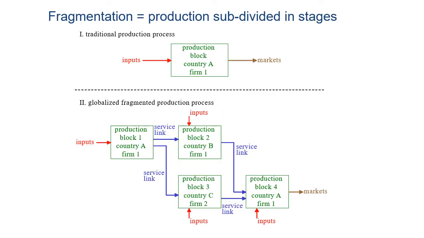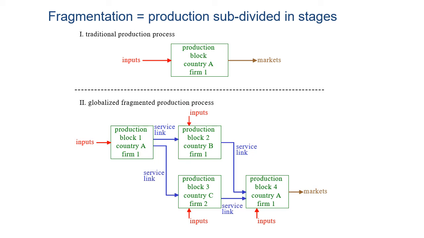So quickly to show what fragmentation is about, it's different from the traditional process where you have one firm in a country, it takes the inputs available to it in the country and then produces a final good that goes towards the market. In a globalized fragmentation production process, we have multiple firms from different countries involved in different production blocks. And ultimately, through that process, it maybe lands up in the last production block at maybe a firm in another country, and then they produce the final good.